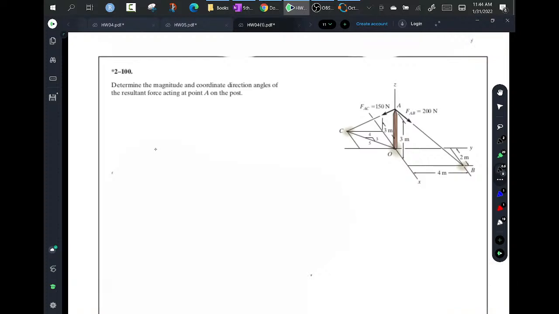Determine the magnitude and direction angles of the resultant force acting at point A on the post. Okay, he's listed this one really strangely. So this is my approach: I'll draw a vector to the top of the post. That's pretty easy. I think I see a 3 meter, and it's K. Then I would draw a vector to C and then to B. I'll just do B first because it's listed kind of straightforward.